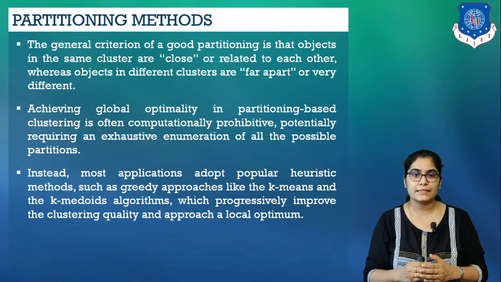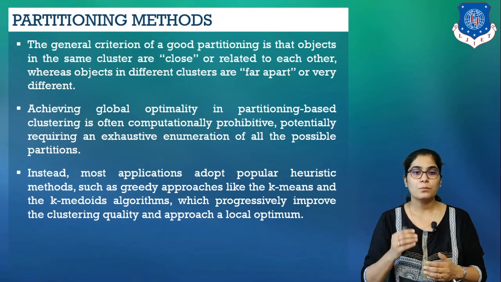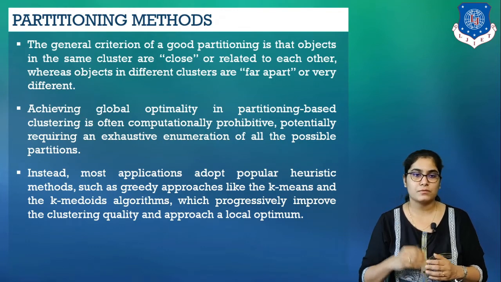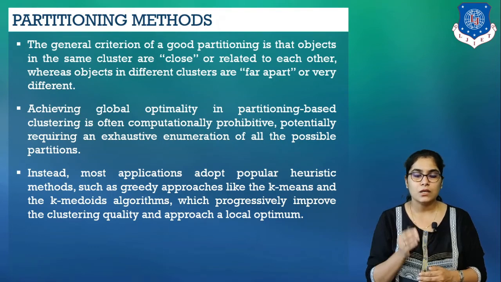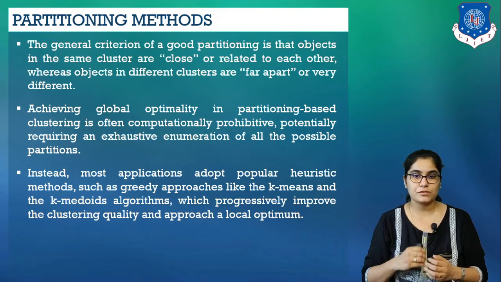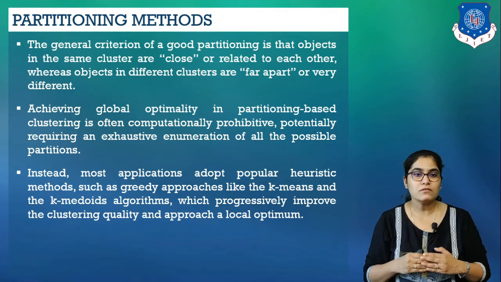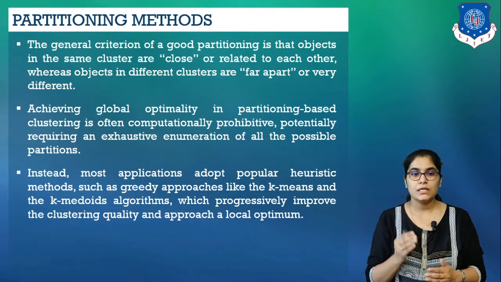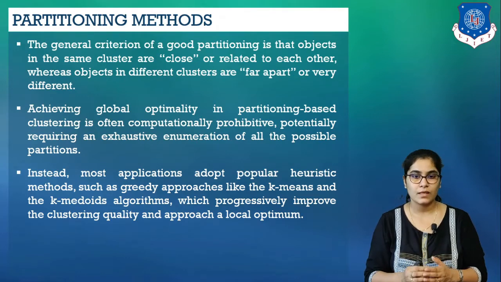Achieving global optimality in partitioning-based clustering is often computationally prohibitive, potentially requiring an exhaustive enumeration of all the possible partitions. Instead, most applications adopt popular heuristic methods such as greedy approaches like the k-means and the k-medoids algorithms, which progressively improve the clustering quality and approach a local optimum. These heuristic clustering methods work well for finding spherical shaped clusters in small to medium sized databases.